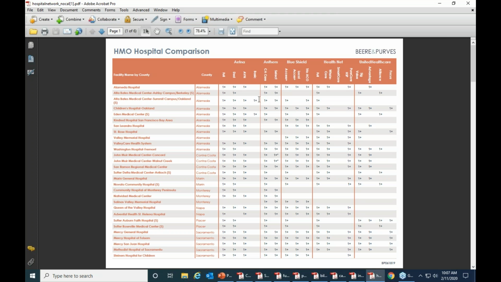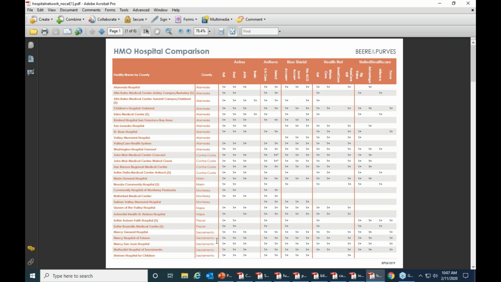So as we go from a full network to a narrow network, you can realize why it is less expensive. It's less expensive because there are fewer of the hospitals in the network that are agreeing to a negotiated discounted rate. So this is really helpful for all the counties. These are in order of county.